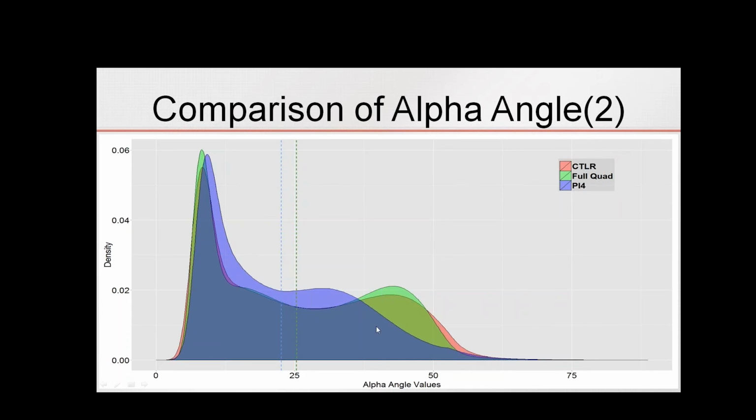Then you'll notice that in the dipole scattering region, the pi over 4 distribution peaks before both the CTLR and the full quad. And finally, comparing CTLR to full quad, once again you'll notice that they're very similar. Even if you look at the means, they're almost identical.